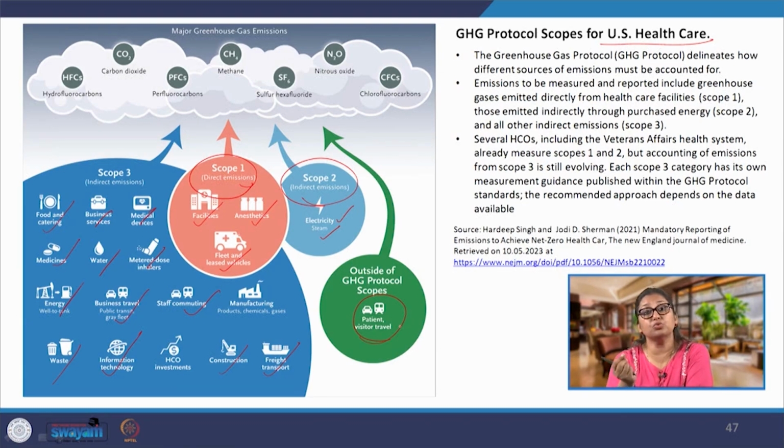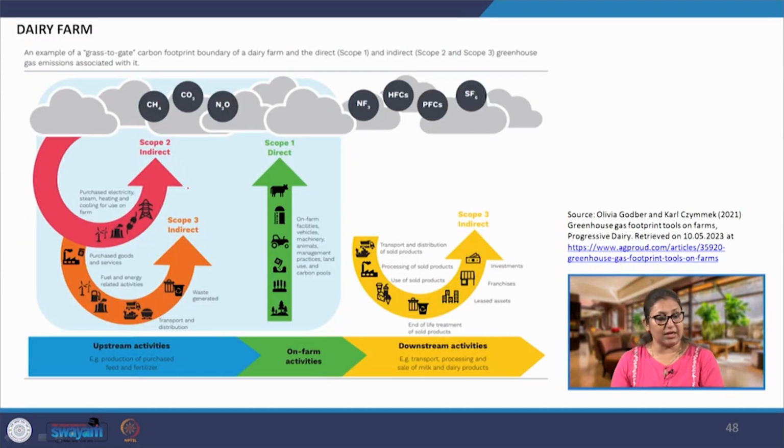So, how to identify, calculate and quantify the emission which is happening because of each one of these heads, proper accounting of these emissions, and then once we have accounted for it, we have identified the base here as we have seen earlier, we will go ahead and intervene through policy and its implementation to reduce the emissions in each of these categories. So, this is the case of US healthcare. Let us look at another one.